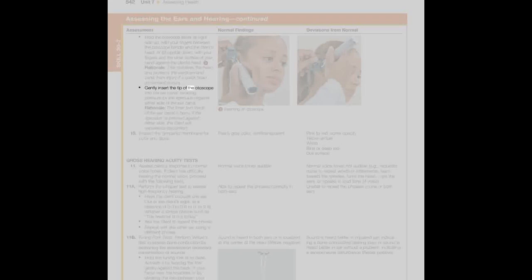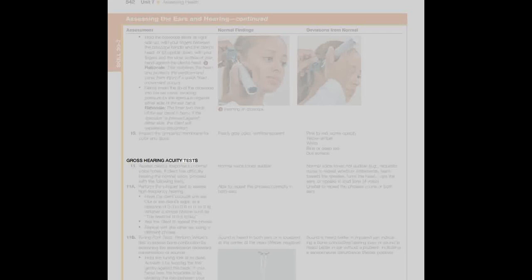Gently insert the tip of the otoscope into the ear canal, avoiding pressure by the speculum against either side of the ear canal. Rationale: the inner 2/3 of the ear canal is bony. If the speculum is pressed against either side, the client will experience discomfort. 10. Inspect the tympanic membrane for color and gloss. Pearly gray color, semi-transparent; pink to red, some opacity, yellow, amber, white, blue, or deep red, dull surface.